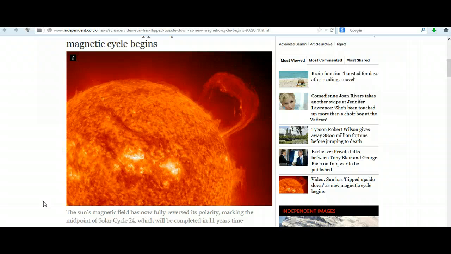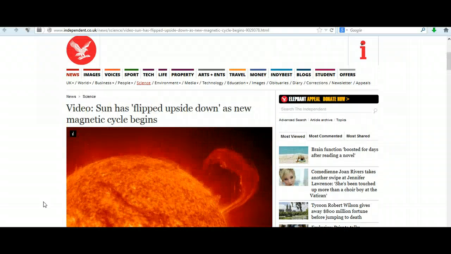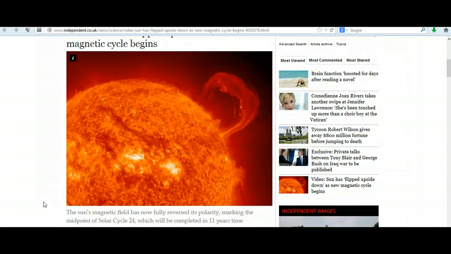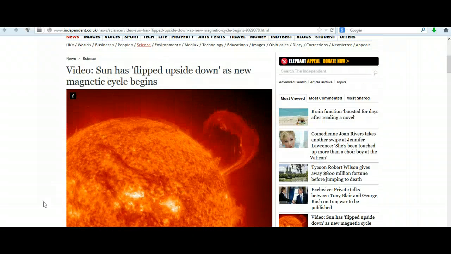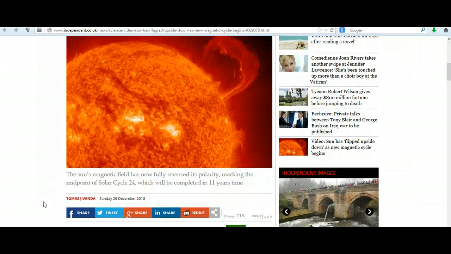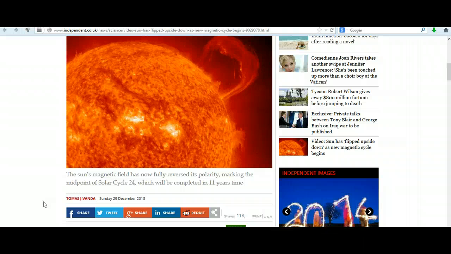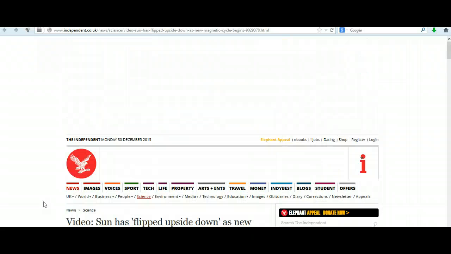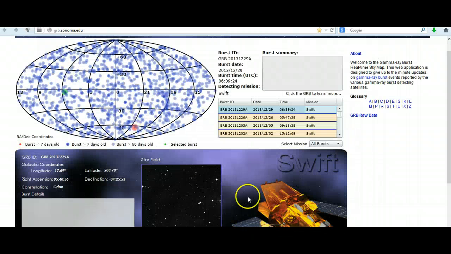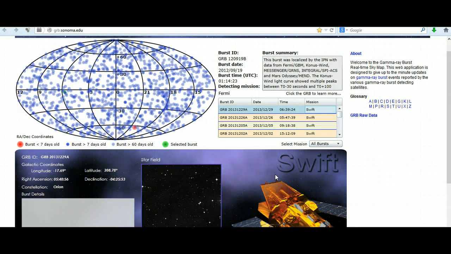Now, why I found this so interesting, and I did want to bring this to your attention, is because not long before the sun's poles migrated to their opposite polarity officially, we actually had a gamma ray burst from Orion. And so I find that very interesting. And as you know, I don't believe in coincidences.